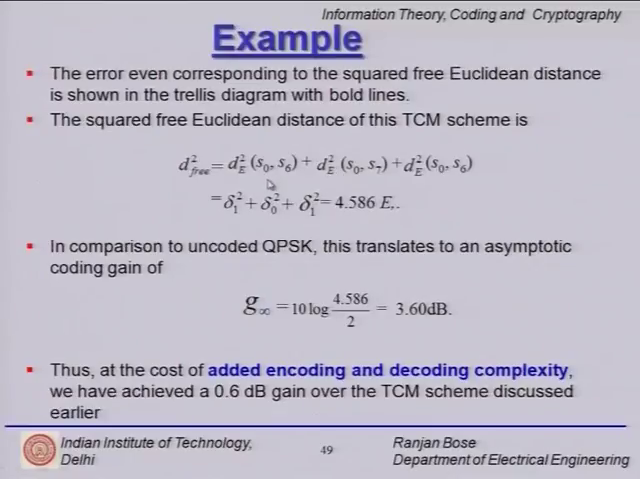Let us quickly calculate the D free. We had already highlighted the 2 paths which result in D free, and the D free calculation gives the G infinity as 3.6 dB. Therefore, this has an even better 0.6 dB gain over the TCM scheme discussed earlier by Ungerboek.